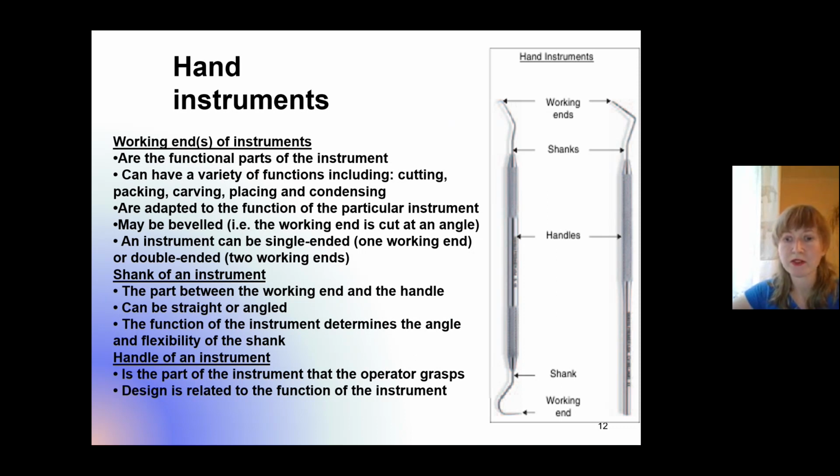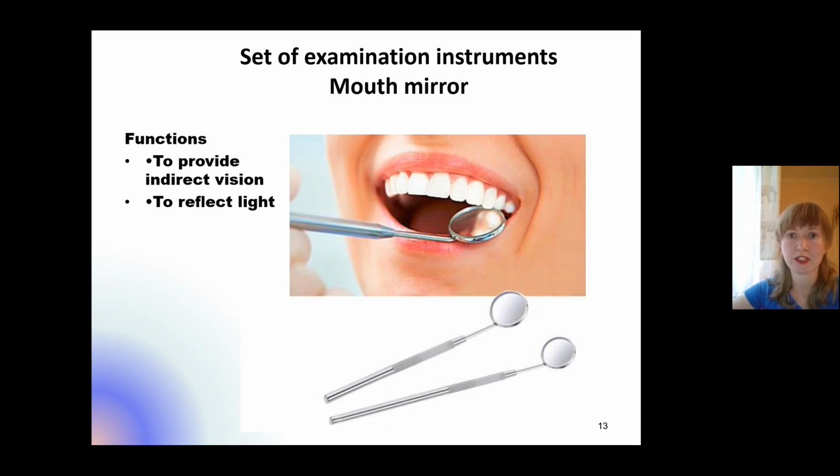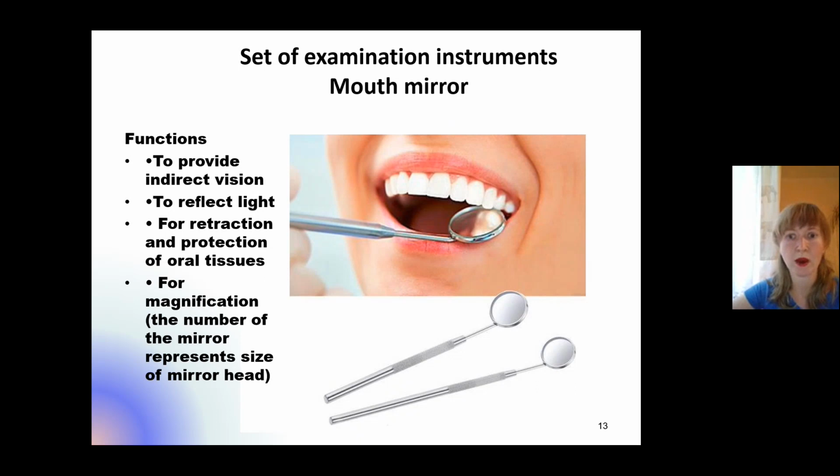Handle of the instrument, it is the part of the instrument that the operator grasps. Design is related to the function of the instrument. So it is structure of hand instruments. We start from examination set of instruments. The first one, it is mouth mirror. It has such functions. The first one, to provide indirect vision, to reflect light, and for retraction and protection of oral tissues, and one more for magnification of the vision.